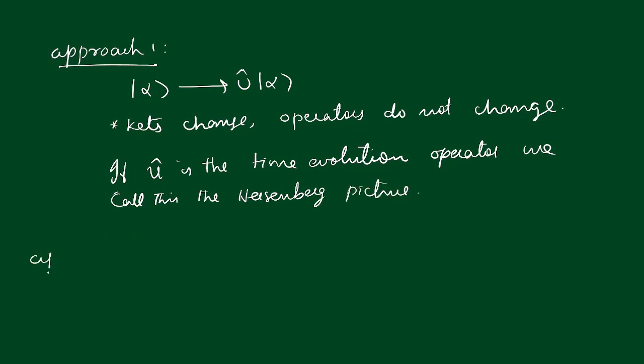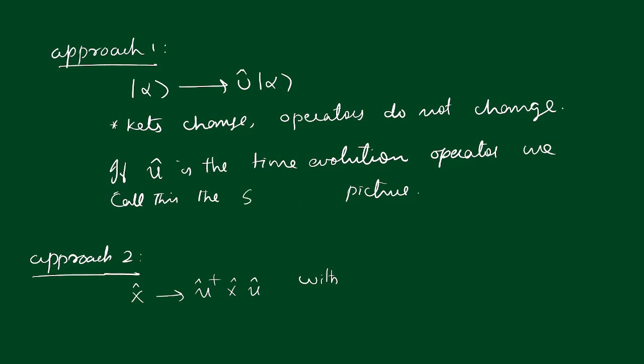Okay, now approach 2 goes like this, right? We'll keep the states or the kets unchanged and we'll say x goes to u dagger x u. Okay, that's a Schrodinger picture. I'm sorry, that's a Schrodinger picture, all right? So, I'm glad to know that you're listening, all right? So, x goes to u dagger x u with kets unchanged.